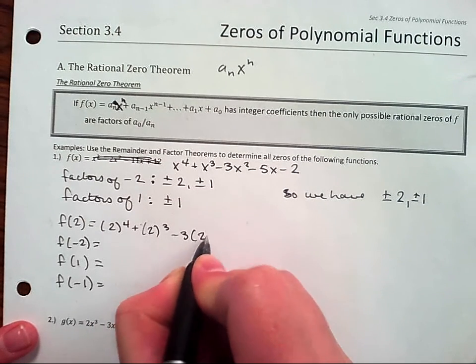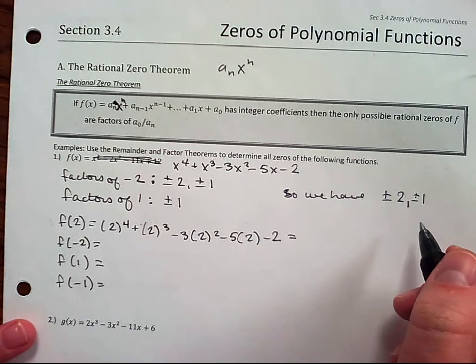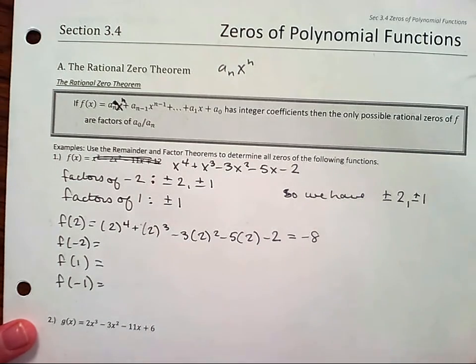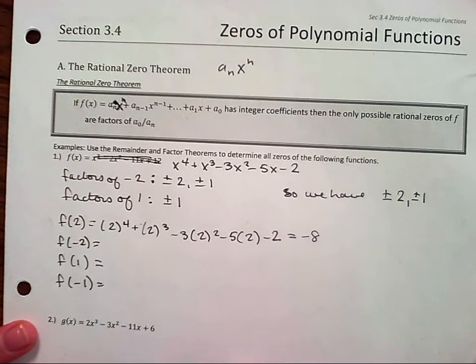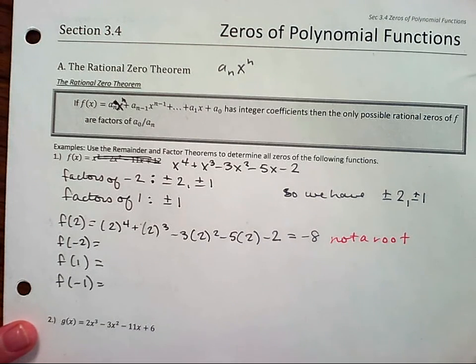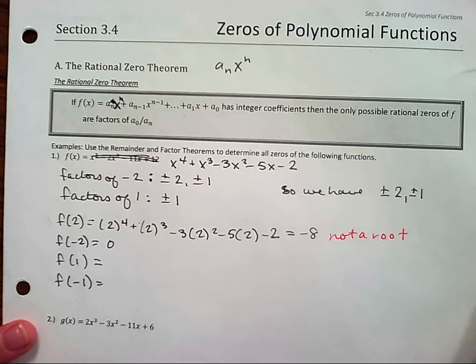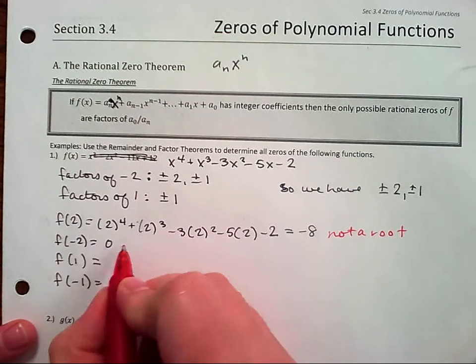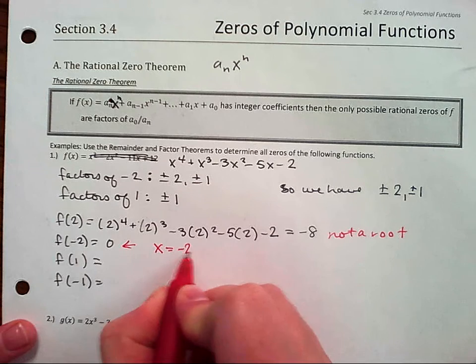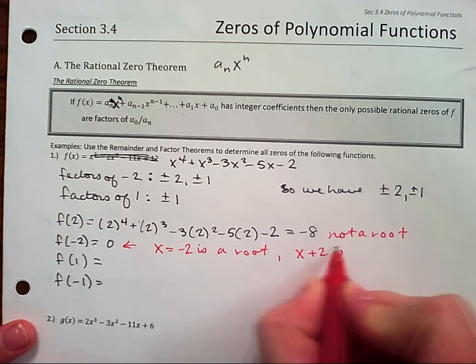So minus 3 times 2 squared minus 5 times 2 minus 2. What does that equal? Negative 8. I did it in my head. So what does that mean? The remainder is negative 8. So it's not a factor, not a root. Good. Not a root, not a factor. What'd you get for f of negative 2? 0, me too. So what does that mean? So that means x equals negative 2 is a root, which means x plus 2 is a factor.